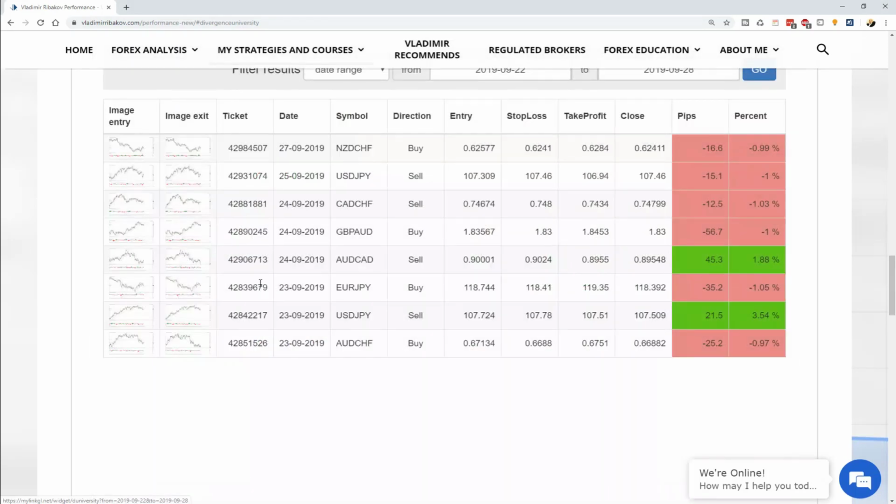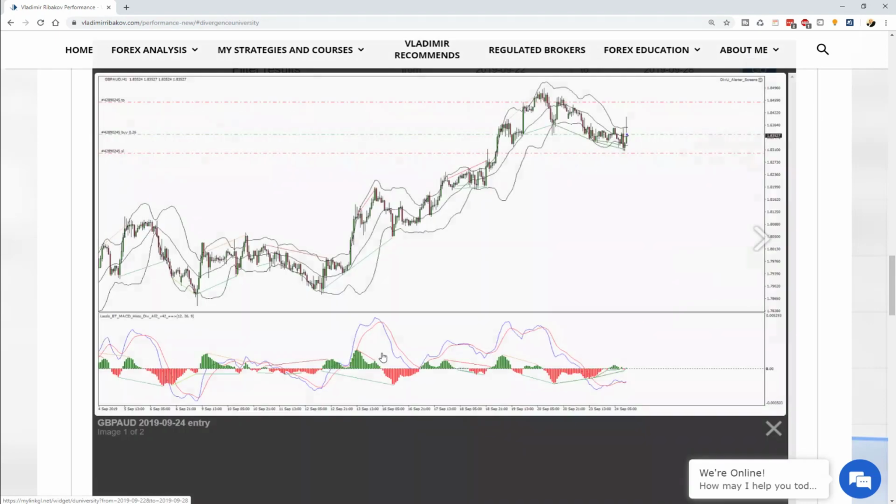Alright, so that's about Aussie CAD. Let's cover a few more. I don't want to take too much of your time. After all, the idea here is to show you the process of thinking and the process of analyzing the chart when you are pulling the trigger.